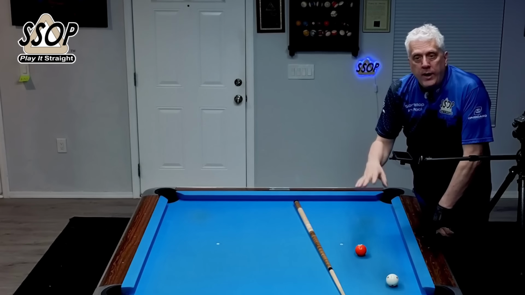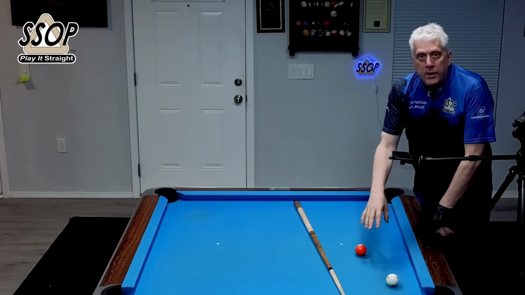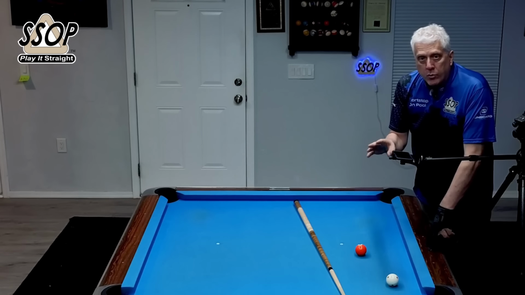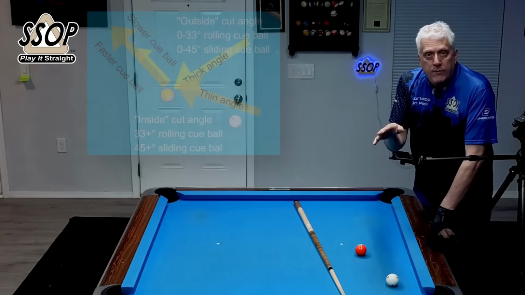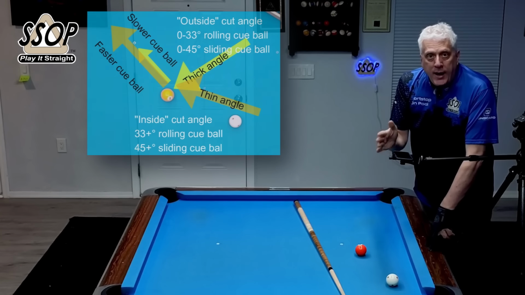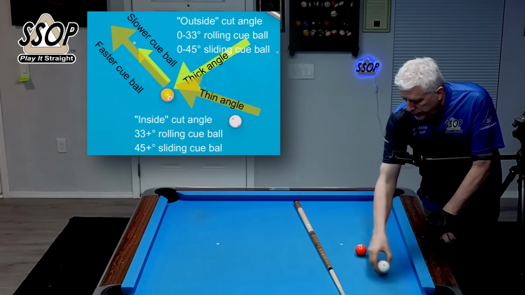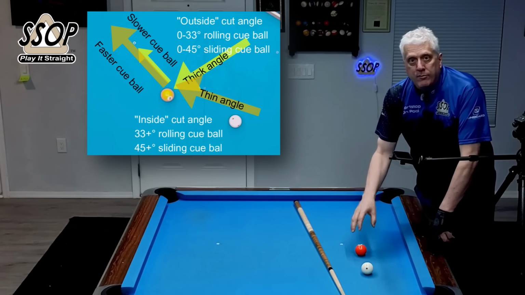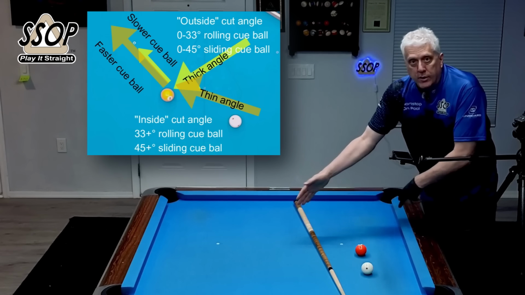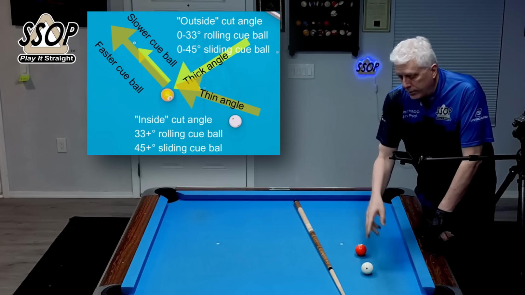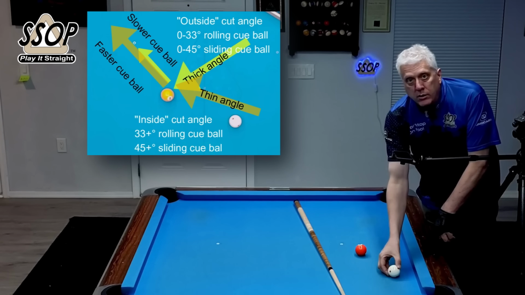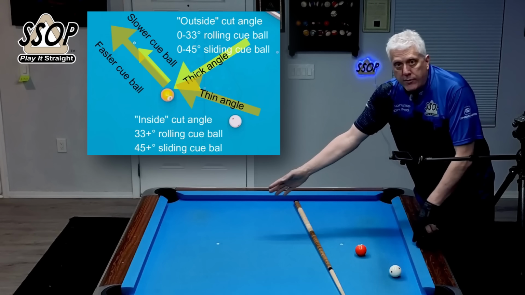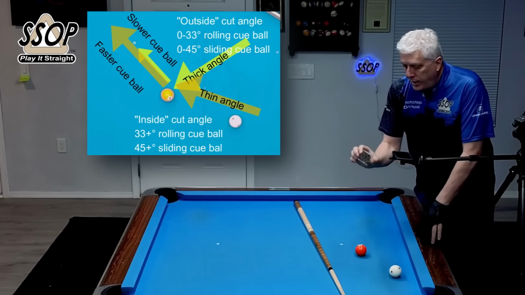I've got an overhead camera looking down on this wing shot. We'll take a look at that close-up in just a moment. First, remember that from the Control the Rock video, outside angles are when the cue ball is closer to straight in, and so the object ball has most of the energy after the collision. Inside angles is when there's a sharper angle, and so the cue ball retains most of the energy after the collision. So let's use my ghost aimer.